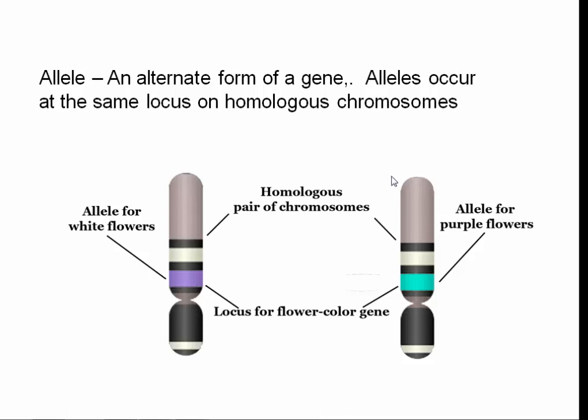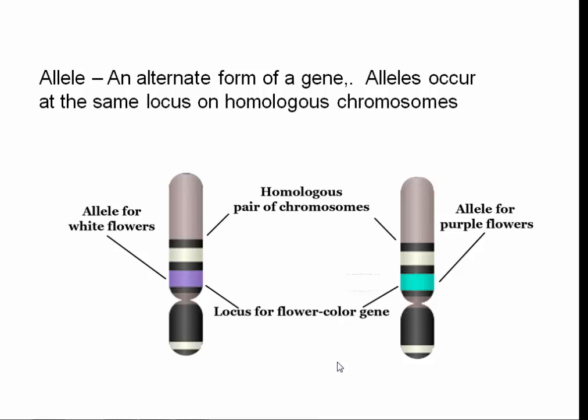For example, let's look at this flower. Like this one came from the sperm from dad, this one came from the egg from mom, and they both have the allele for the color of the flower. And from mom comes the white, and from dad comes purple. But those are the alleles for the flower color gene.